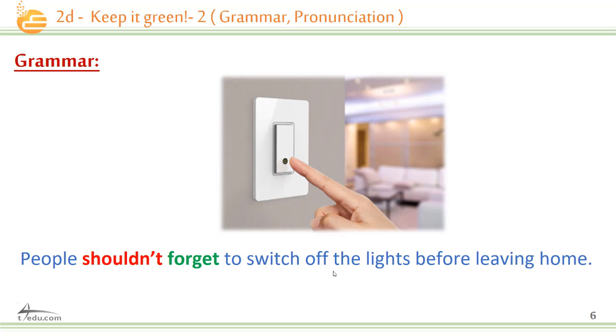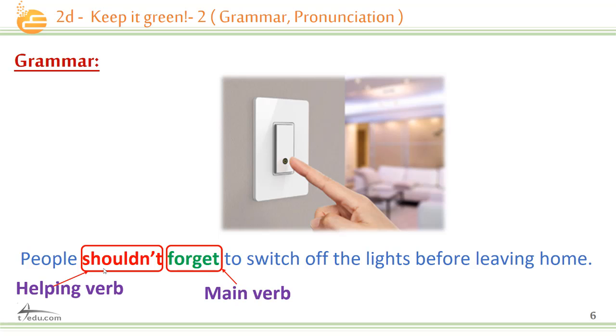Okay, now look at this sentence. People shouldn't forget to switch off lights before leaving home. Shouldn't forget. So, yes, very good. We have the helping verb here, shouldn't, and forget is the main verb.